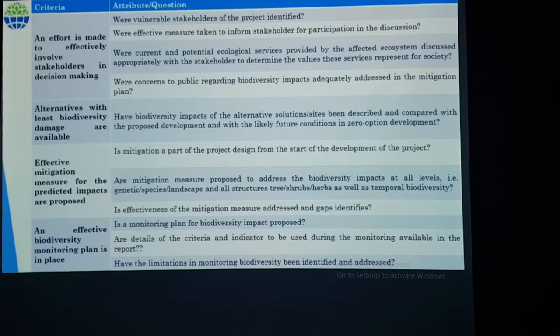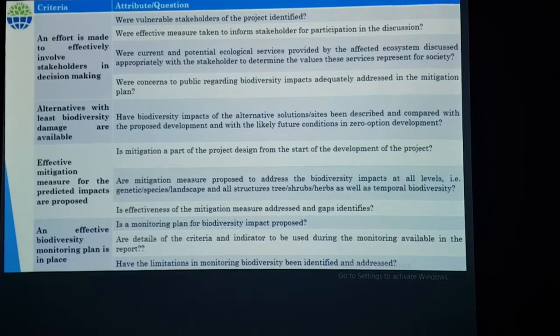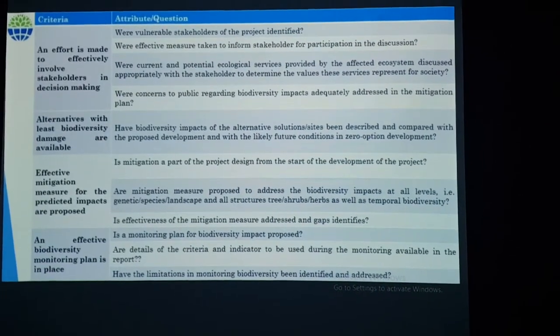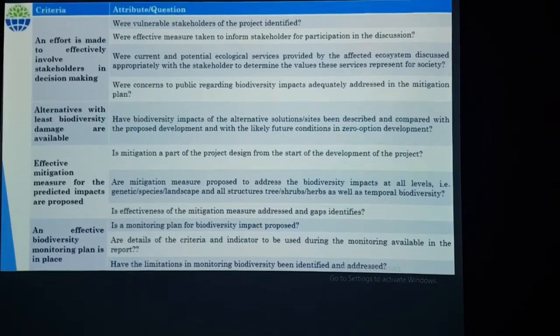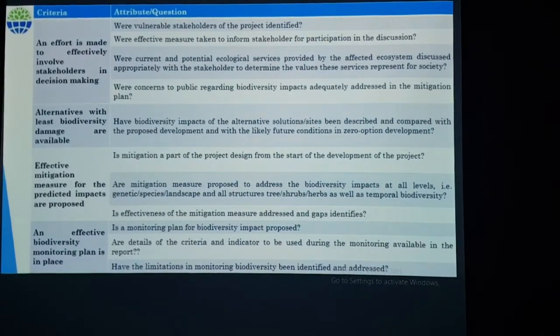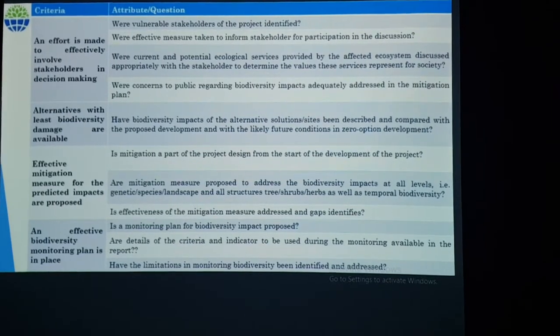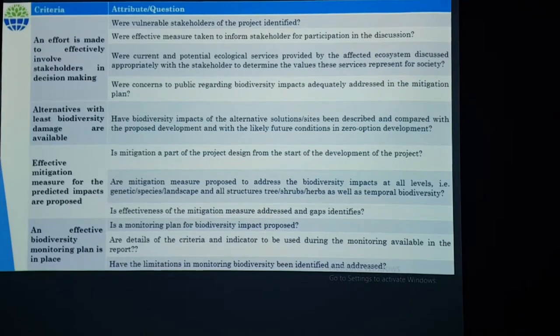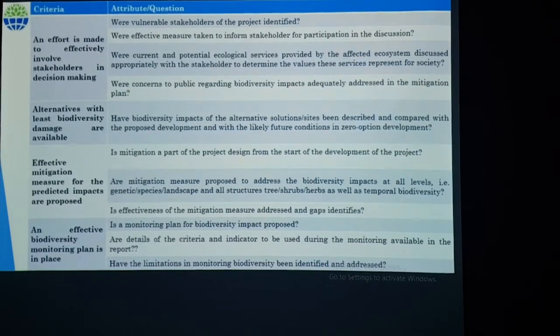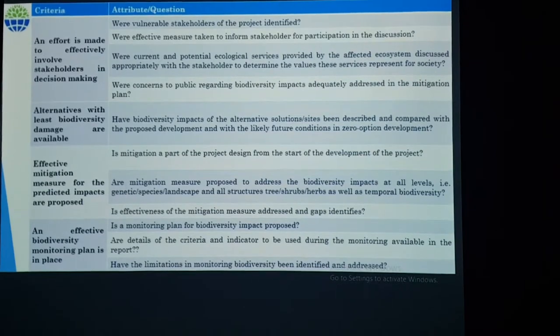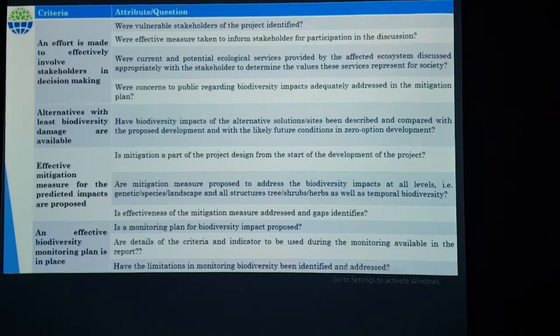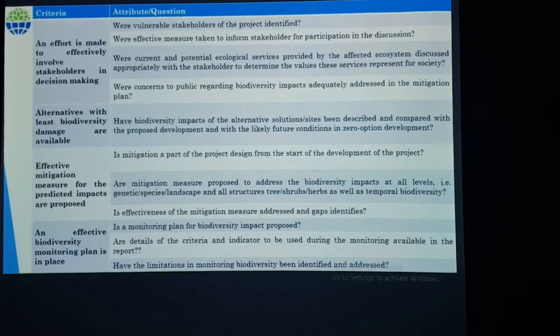And a criterion like effective mitigation measures for the predicted impacts are proposed. For that we have three questions. One, is mitigation a part of the project design? Are mitigation measures proposed to address the biodiversity impact at all levels like genetic, species, landscape, etc.? Or is the effectiveness of mitigation measures addressed and have all the gaps been identified or not?